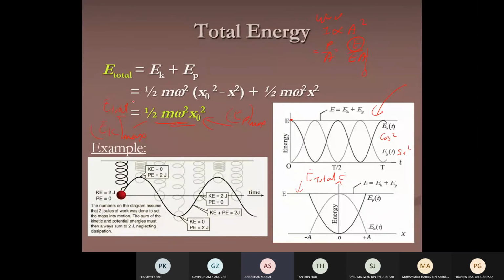So the energy of a wave is found to be directly proportional to the amplitude squared. That's why intensity is said to be proportional to amplitude squared for a wave, because oscillation produces wave. This is the proof: E total is half m omega squared x naught squared.